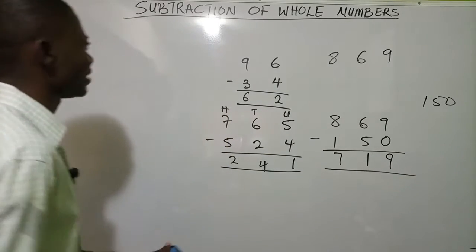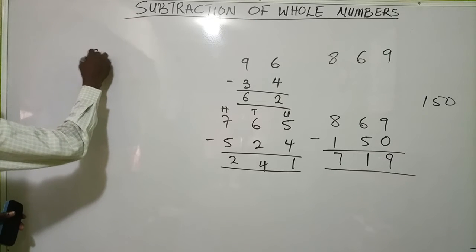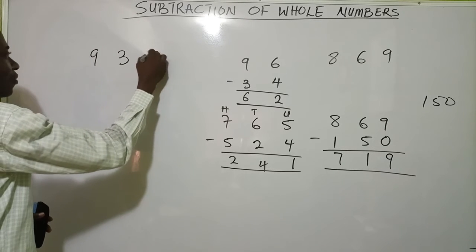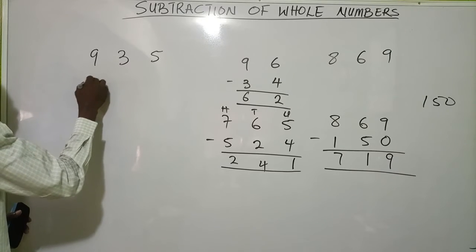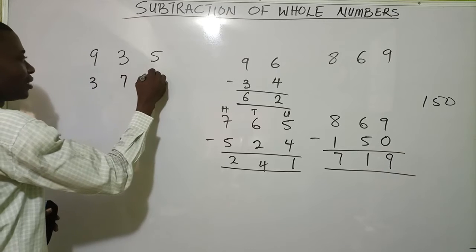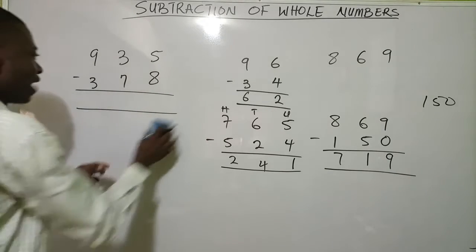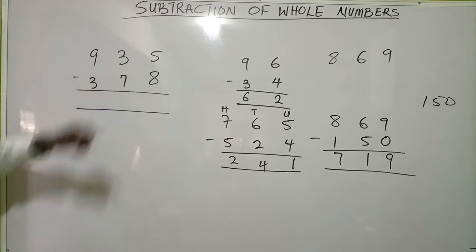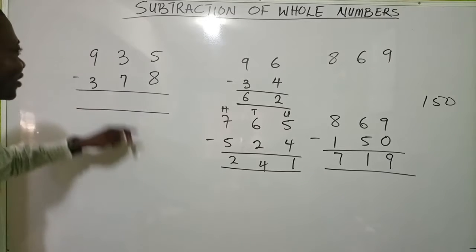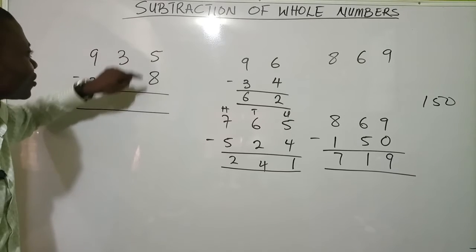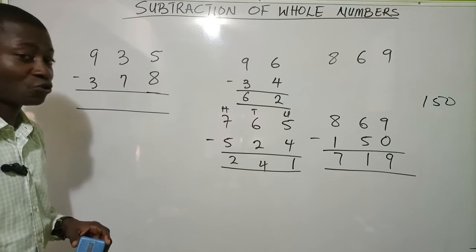Now, sometimes you can be having subtraction like this. For instance, you are asked to subtract, let's say, 935 minus, let's say, 378. Good. Now we have this. You have to subtract this. This is 5 take away 8. Is it possible? Don't make the mistake of saying, since it's like this, 8 minus 5, so you now write down 3. No, don't do that. If you do that, you go wrong.